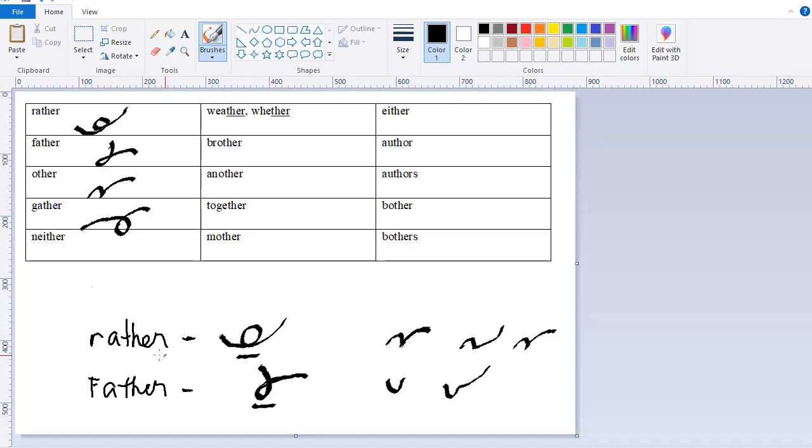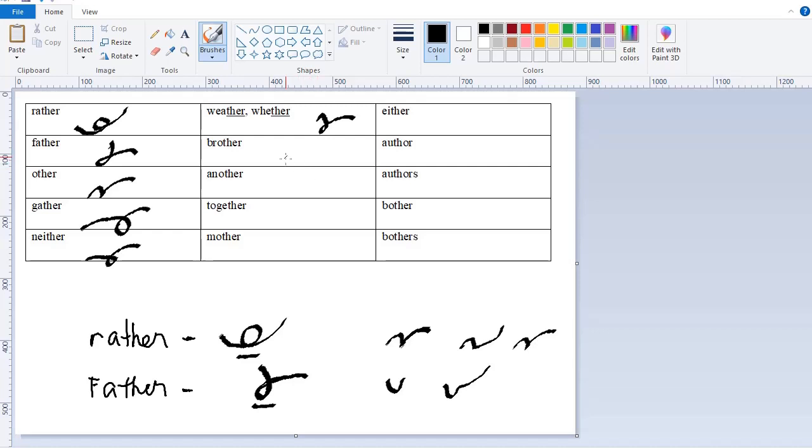Nakita ninyo? Gather. So, yung G natin is outward. Pag ganon. Next, we have neither. So, we also have N. And then E, the same as gather. Tama? So, next, we have whether. So, we have W, E, and then there.